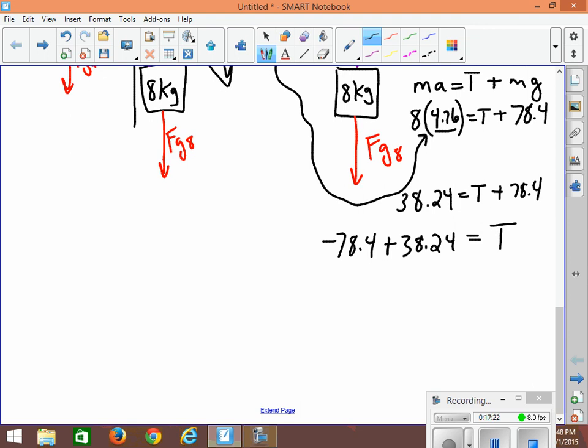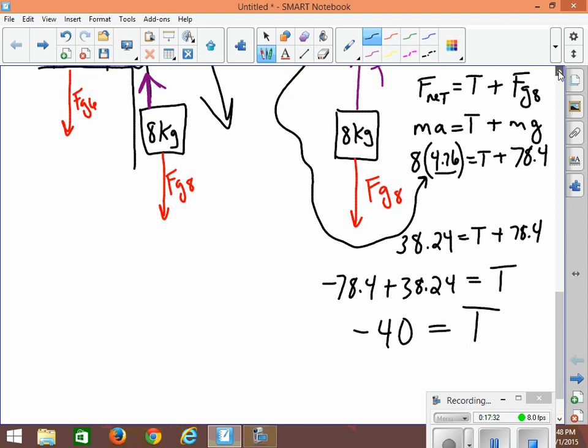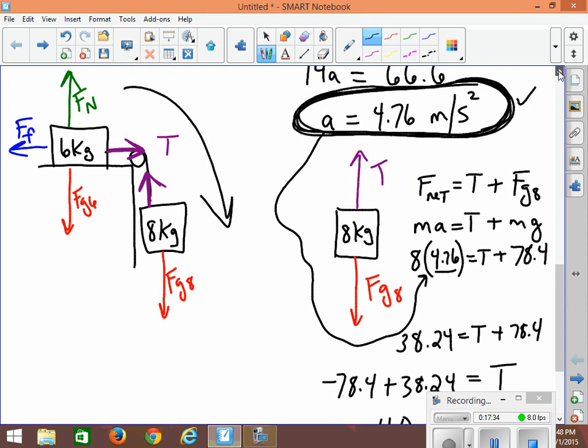Well, close enough to 40 anyway. So let's just say it's 40-ish. And it's a negative number. So it's telling us in this case, with respect to the 8 kilogram block, the tension is pulling in a negative direction. Well, does that make sense?